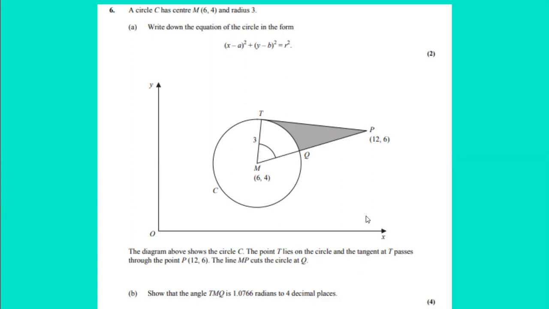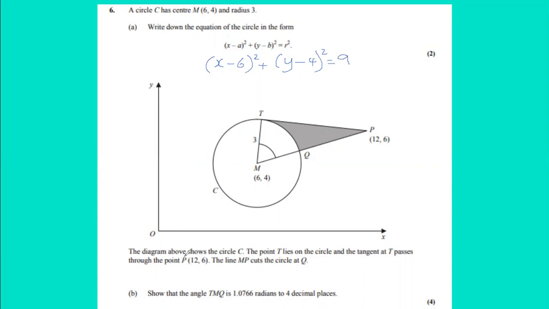So this one here should be nice and easy, 2 marks. You just need to write out the equation of the circle. So actually a GCSE question. Okay, so it's going to be x minus 6 squared plus y minus 4 squared. The radius is 3, so it's going to be 9, 3 squared. Okay, so that's the equation for my circle.